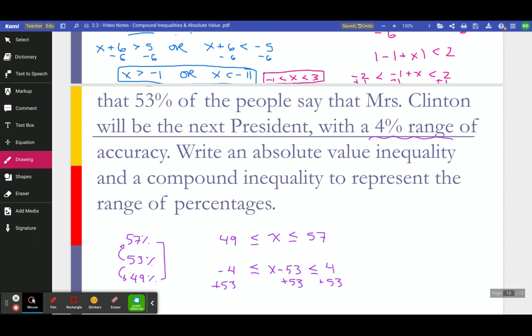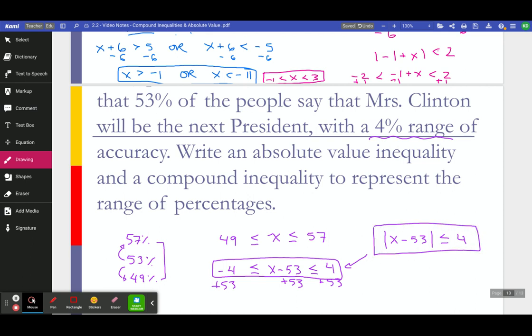So our compound inequality is one of these. Our absolute value, right, is we just think this is a less than, so it must be x minus 53 in our absolute value bars is less than or equal to 4. So again, kind of working backwards, right? How would I get this compound inequality? It has to come from a less than or equal to absolute value inequality. So we're just working our way backwards.